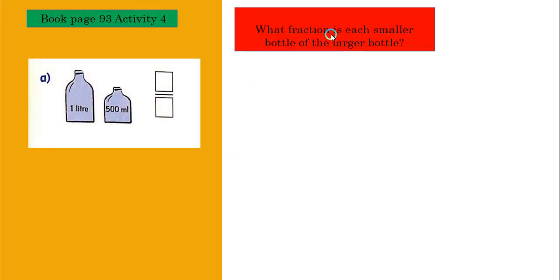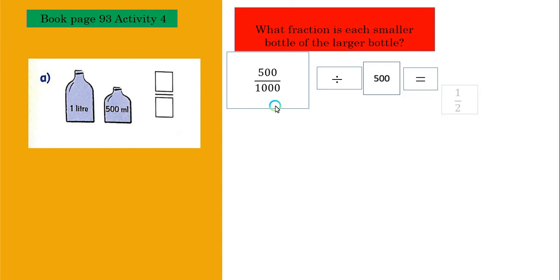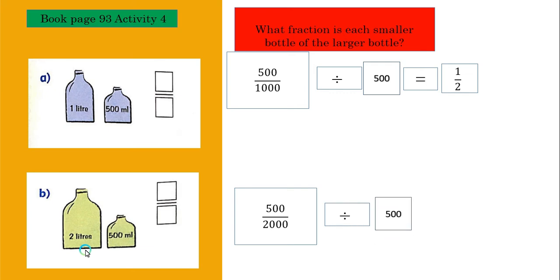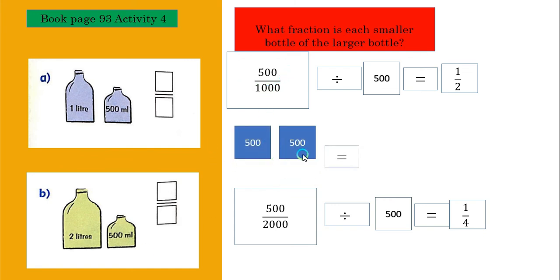Now, activity 4. What fraction is each smaller bottle of the larger bottle? So 500 over 1,000 divided by 500, the answer is 1/2. 500 over 2,000, the answer is 1/4. Or, how many 500s do we need to complete the 1,000? It's 2. So, how many 500s do we need? It's 1. That's why the answer is 1/2.